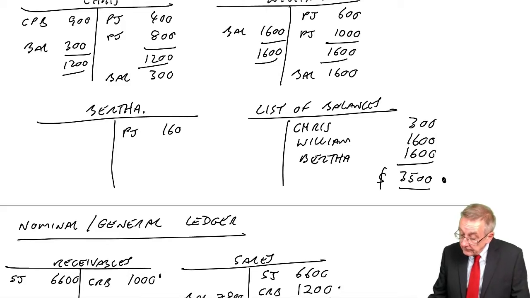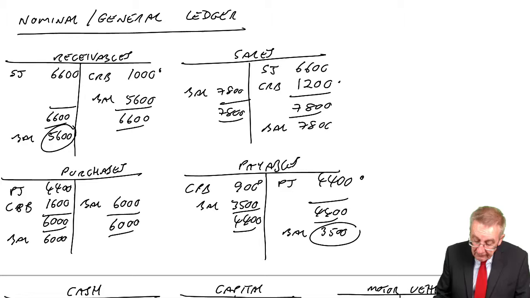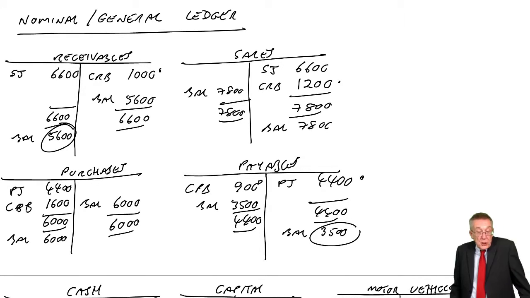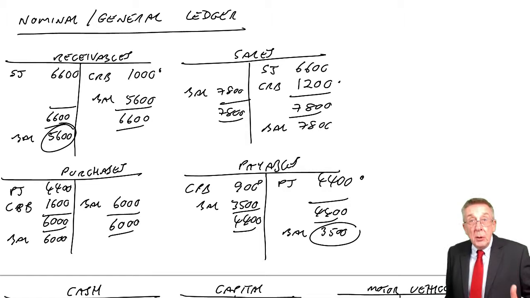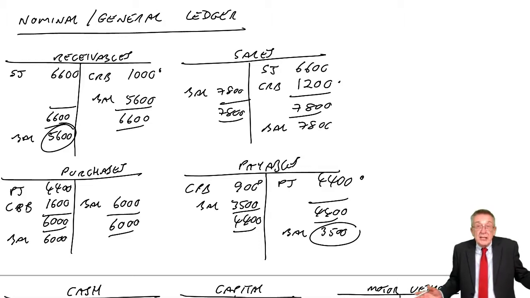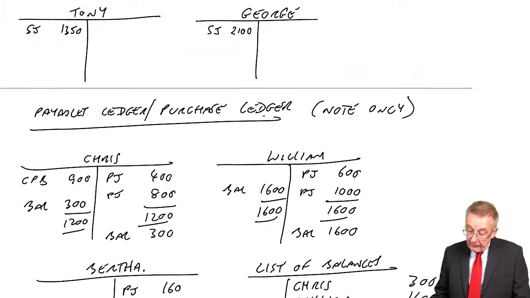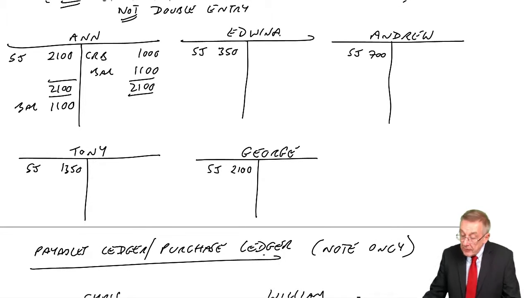And similarly, receivables, we think we're owed 5,600. That's the total, and that's all I need for the statement of financial position. But of course, we need to know who are the people who owe us that money so that we can chase them and decide if any are irrecoverable or doubtful. And who does owe us that 5,600? Well, look at the receivables or sales ledger, and there we are, and do a list of the balances.